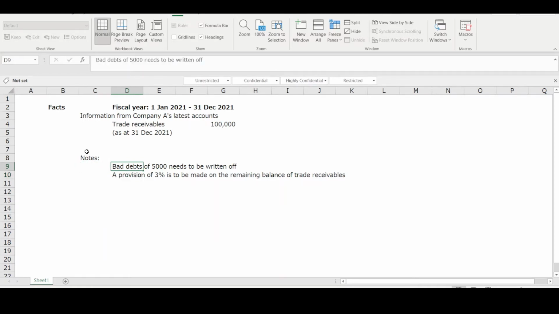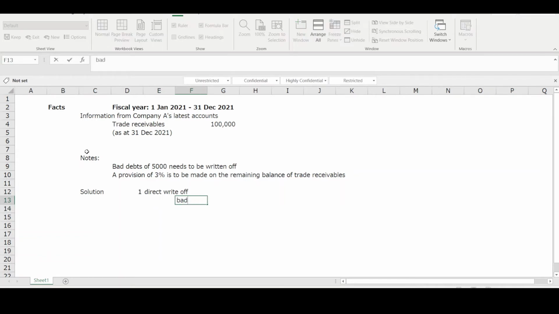So first, bad debt of 5,000 needs to be written off. So this is a direct write-off. Solution. So first is related to a direct write-off. Because it's a direct write-off, it means we reduce the trade receivables balance directly.